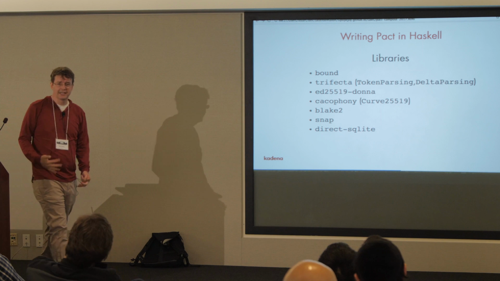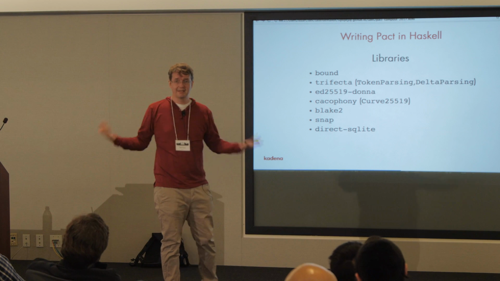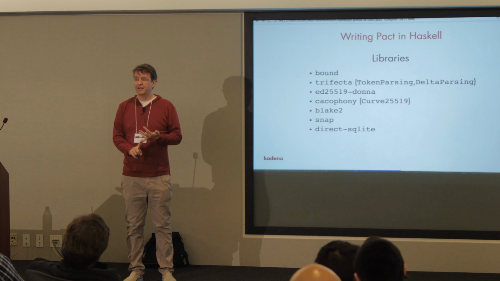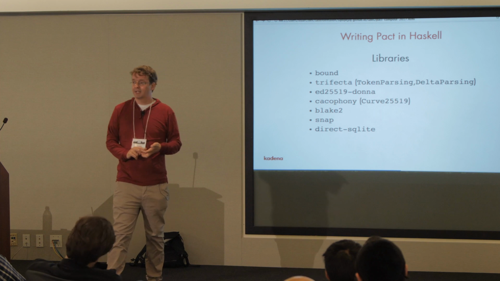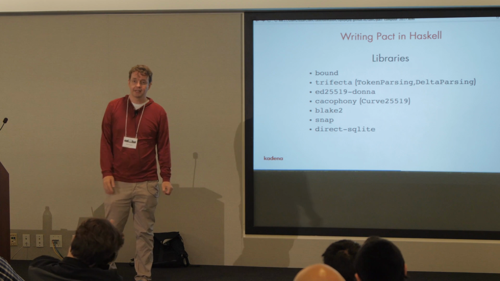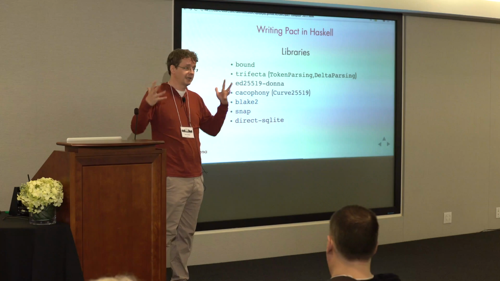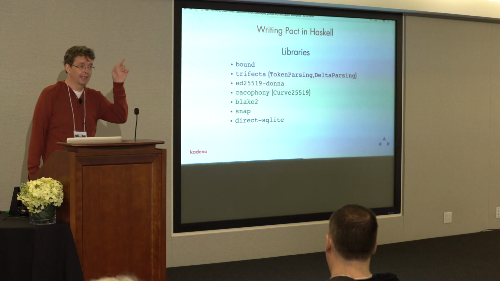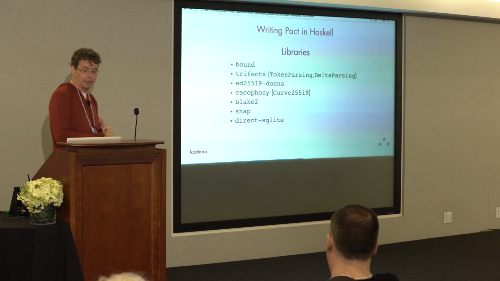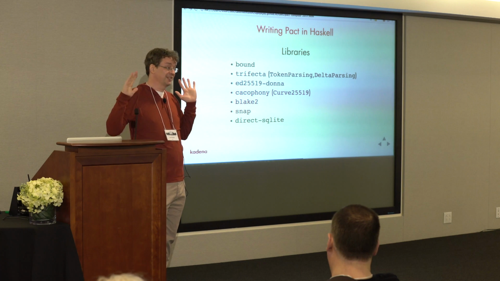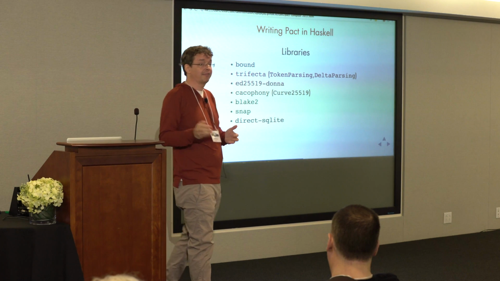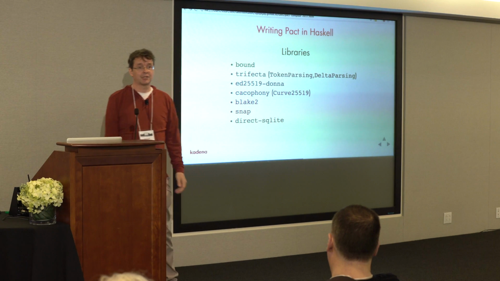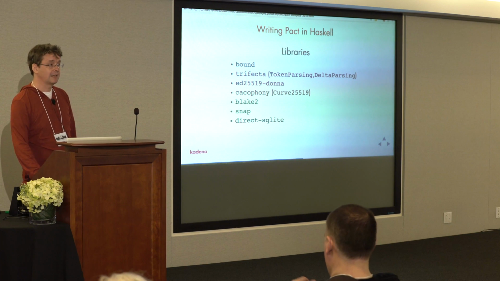The libraries we use, I just want to give a shout out to all of these because this is an example of how amazing it is to write a language in Haskell. Bound, a really interesting library. That's what I talked about before. Trifecta is really useful because it has these type classes, token parsing and delta parsing, that make for nice error messages and a nice level of granularity. I actually wrote a delta parsing instance for attoparsec, so that's something I should really contribute back. For crypto, we're using ed25519-donna, which is screaming fast. There's the Cacophony library for symmetric encryption and the Noise protocol, which is amazing. Blake2 for hashing, Snap for our APIs, and direct-sqlite for blazing speed.